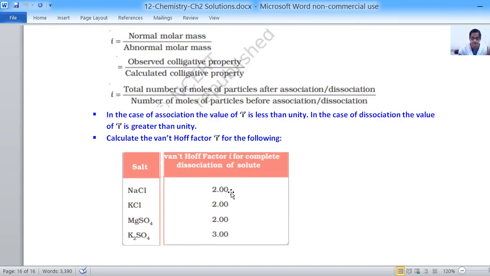It is 2. Next, coming to the last one, K2SO4, which is potassium sulfate. How many K is there? 2K. So it will split as 2K+ ions and 1 SO4 2- ion. So what is the Van Hoff factor value i? i is equal to 3 because it is splitting into 3 different ions: 2K+ ions and 1 SO4 2-. Totally 3 ions are there. Therefore the value of Van Hoff factor i is equal to 3.